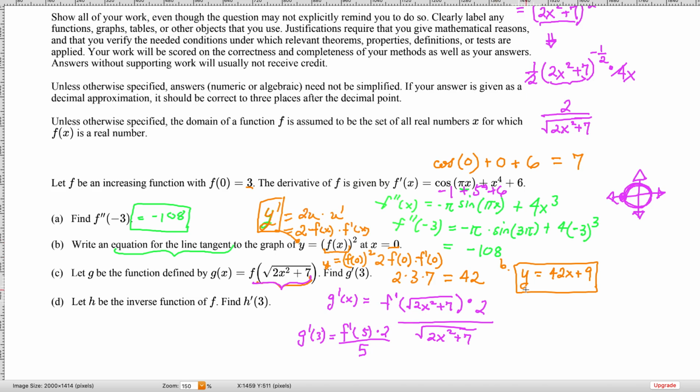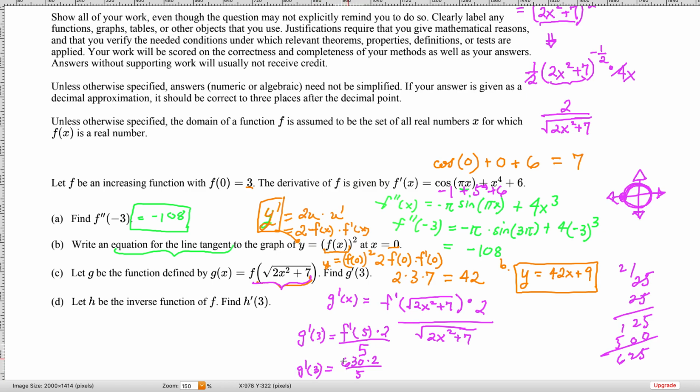5 to the 4th is 25 times 25, which is, I believe, 625. So it's 625 for that, plus 5 is 630. So 630 times 2 over 5, g prime of 3.